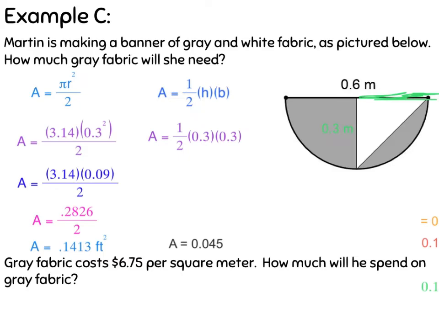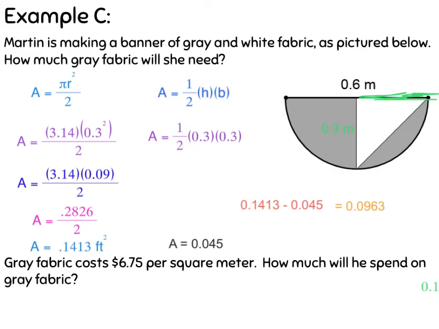Now, I'm going to have to subtract out the triangle part. So I'm going to take my 0.143 minus my 0.045. So when I do that, I end up getting 0.0963, but I'm not done.